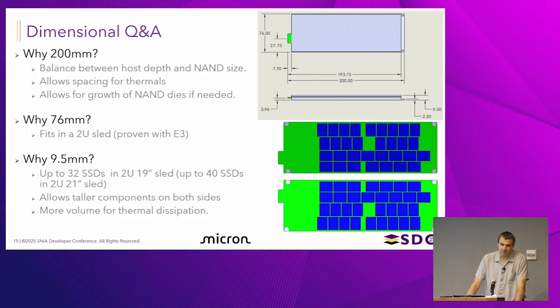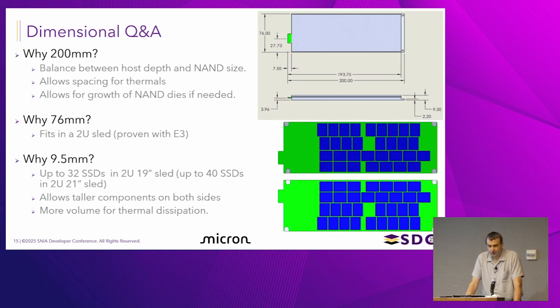First off, why 9.5? Well, with 9.5, you can get 32 SSDs in a 2U 19-inch sled or 40 in a 2U 21-inch sled. I think those are the rough numbers. It depends on what pitch you ultimately have. I think 32 is like a 12.5 pitch. For a 21-inch sled, to get 40 in, it's a bit less, maybe like 10 and a half or 11, something like that.